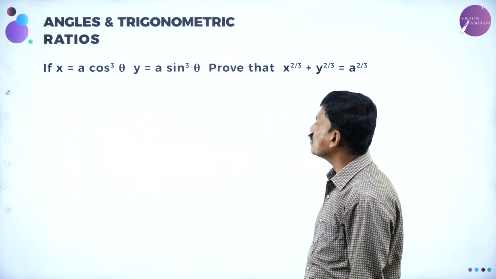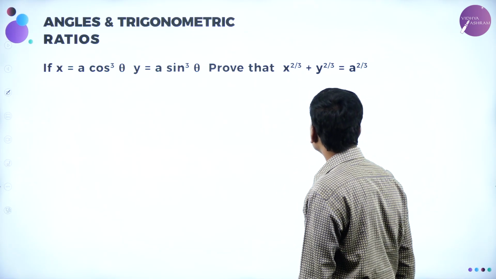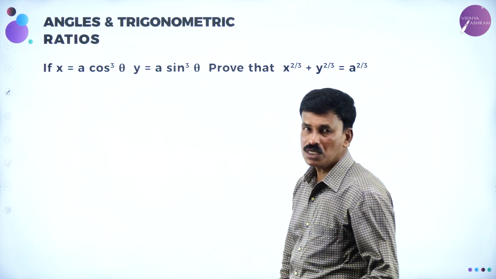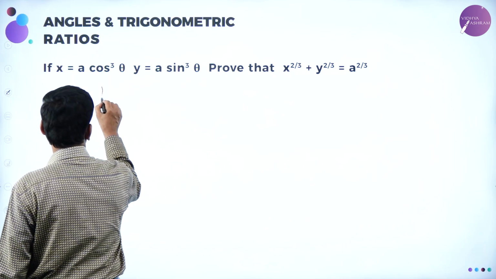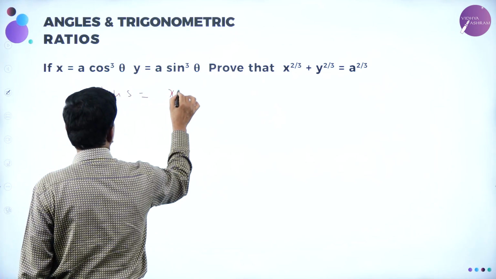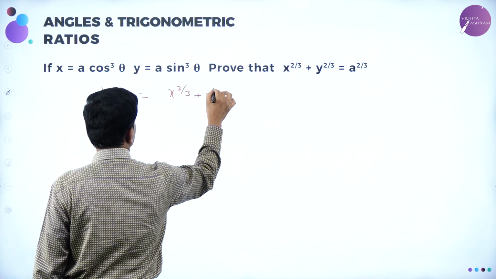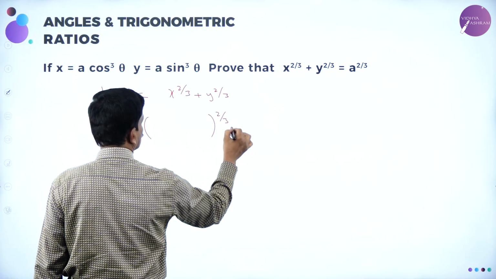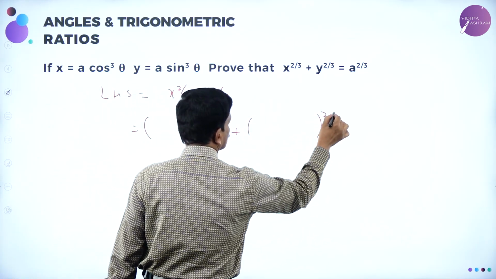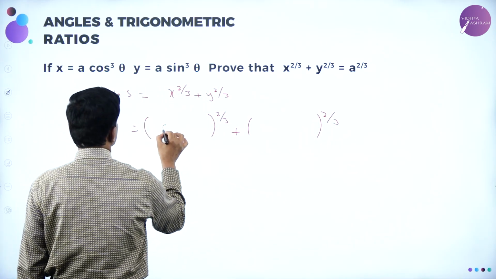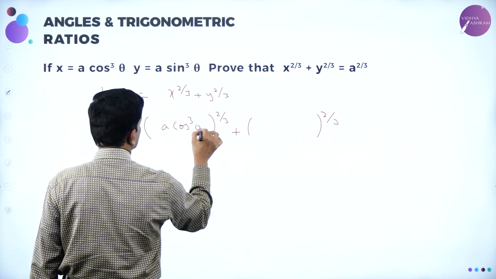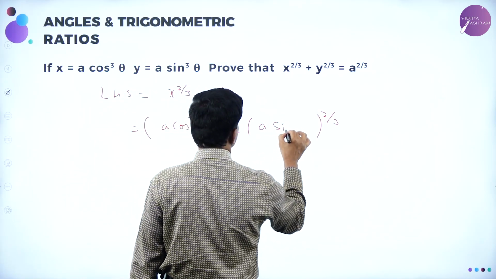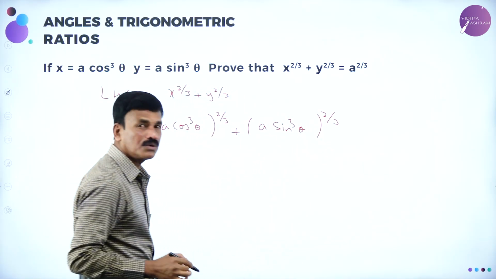If x is equal to a cos cube theta, y is equal to a sin cube theta, prove that x to the power of 2 by 3 plus y to the power of 2 by 3 is equal to a to the power of 2 by 3. Same type problem. LHS: x to the power of 2 by 3 plus y to the power of 2 by 3. What is x? Substitute. What is y? Substitute. That's it. x is equal to a cos cube theta whole raised to 2 by 3. y is equal to a sin cube theta whole to the power of 2 by 3.